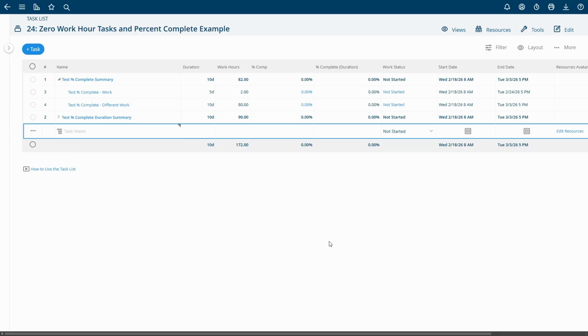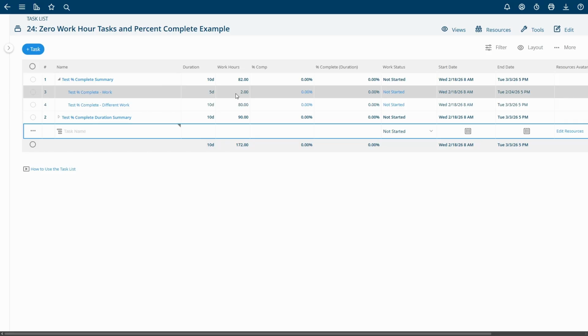Percent complete is weighed by level of effort. In Project Insight, this is work hours. So for example, if we take task percent complete summary, with task percent complete work and task percent complete different work under it. Task percent complete work has 2 hours, whereas task percent complete different work has 80 hours.